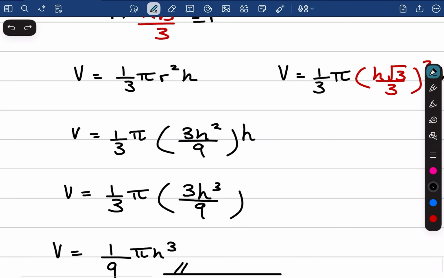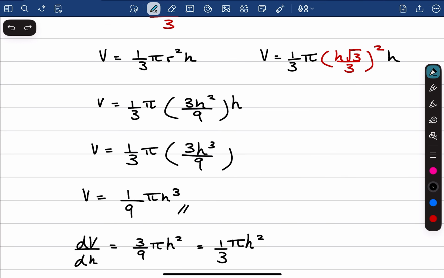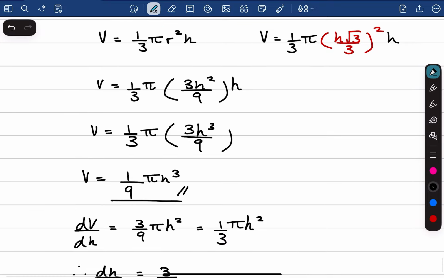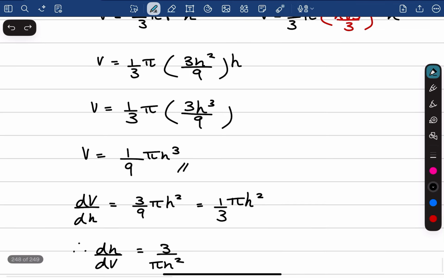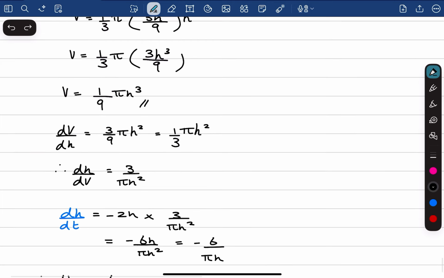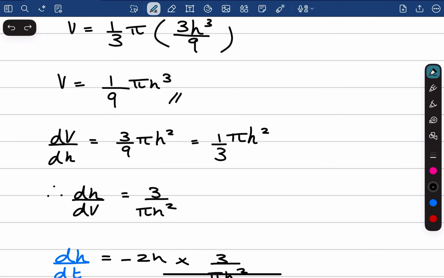And then we get v equals a third pi, and then kind of times out that bracket, so you get 3h squared over 9 times by h, which eventually leads to this, which is a 9th pi h cubed. So perfect, we have it in terms of h now. Now we just need to differentiate it.